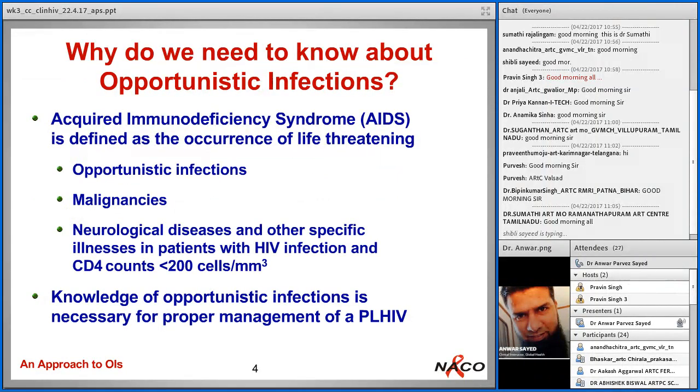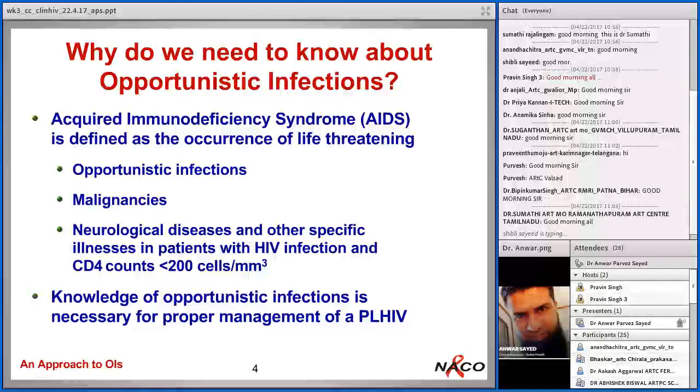Now, why do we need to know about OIs? AIDS itself is defined as the occurrence of life-threatening opportunistic infections, malignancies, neurological diseases and other specific illnesses in the presence of HIV infection with CD4 less than 200 cells per cubic millimeter. It is not always necessary that CD4 is less than 200, but if someone has opportunistic infections categorized in stage 3 and stage 4, then that is called the stage of AIDS.